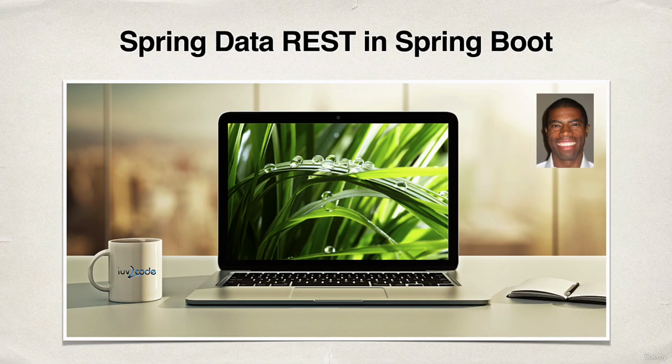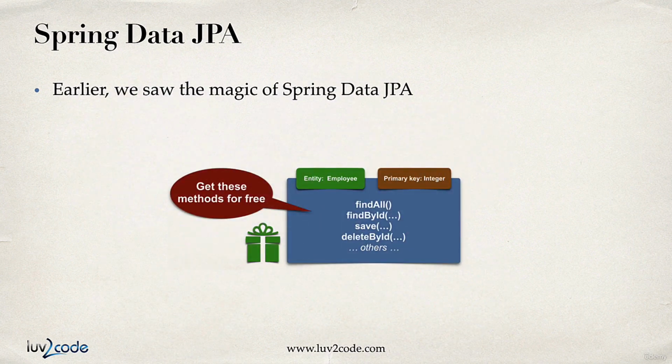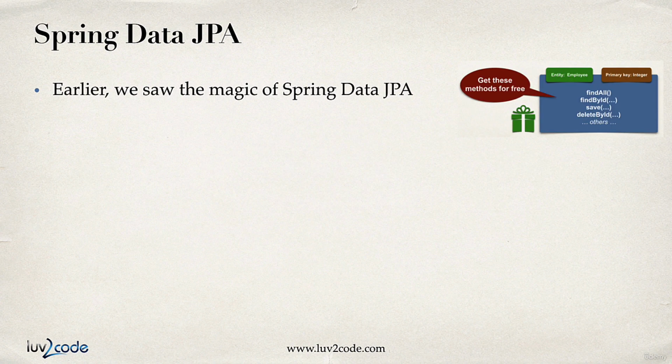In this video, we'll cover Spring Data REST and Spring Boot. Earlier, we saw the magic of Spring Data JPA, right? So we had our entity type of employee and our primary key of integer. We plugged it in, and it will give us those methods for free for finding, saving, deleting, and so on. And this really helped to eliminate the boilerplate code.